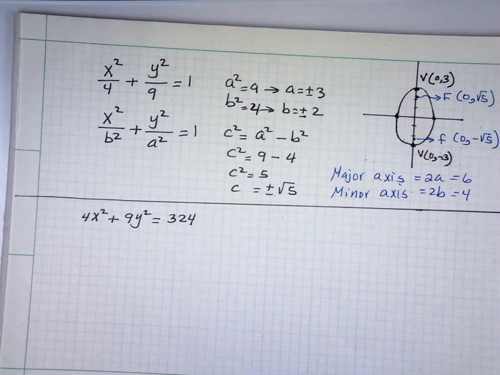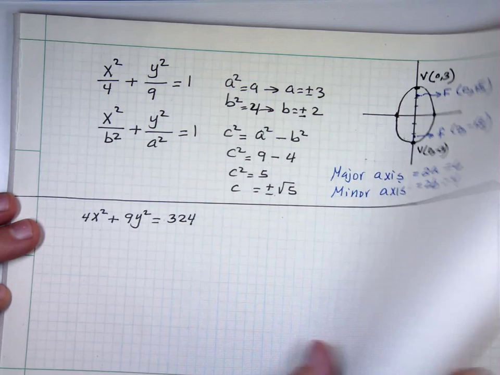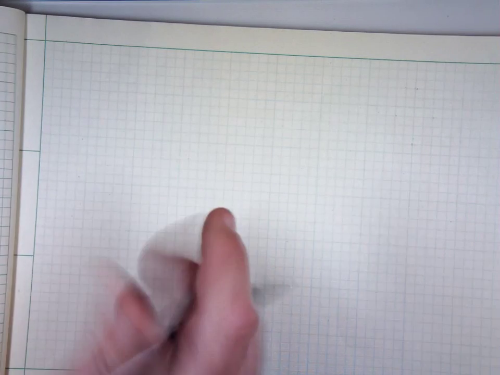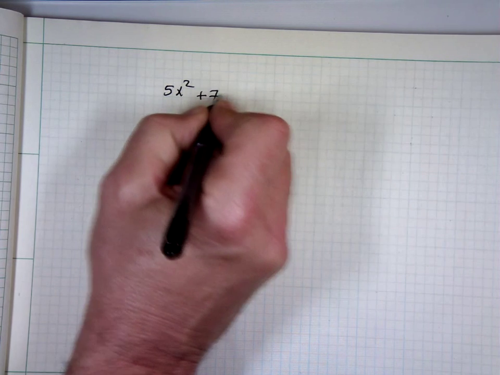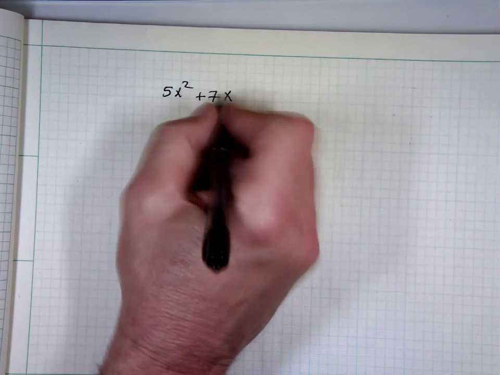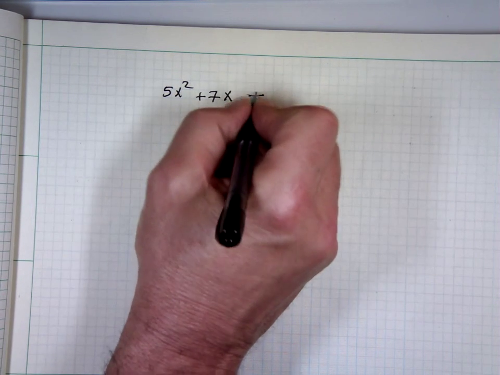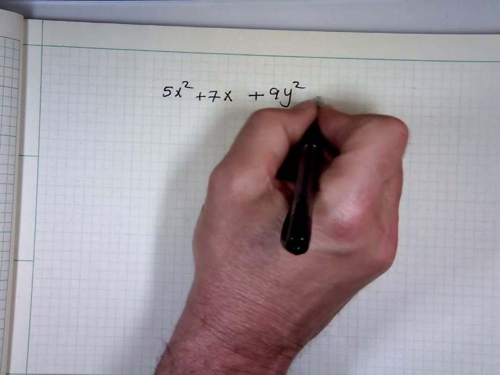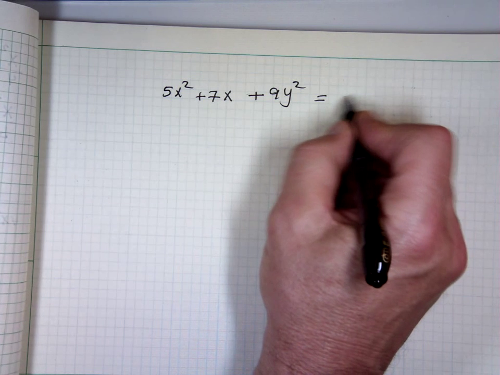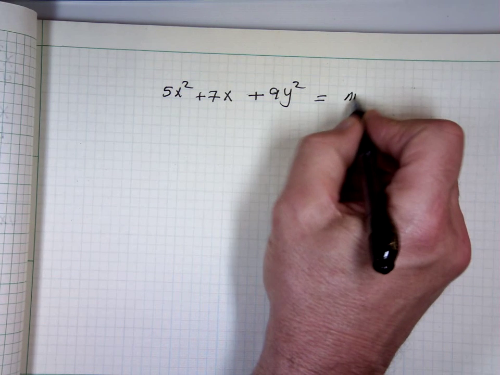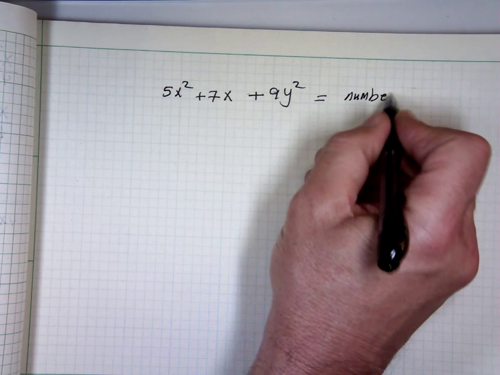Well, you know, let me just deviate from it for a second. I'm going to throw this in. If I see 5x squared plus 7x plus 9y squared equals, I don't know, I'm just throwing some numbers. Some number here. Hopefully it's a positive number. I don't want to just make an assumption what that number is.